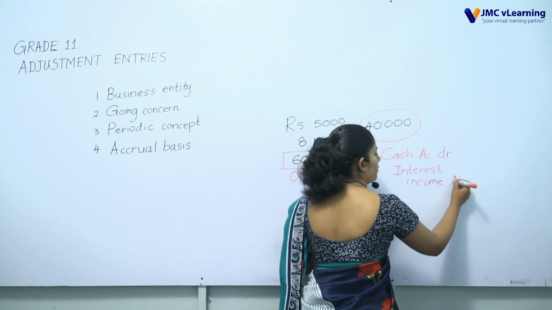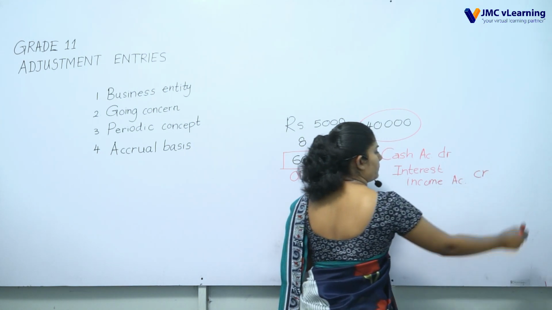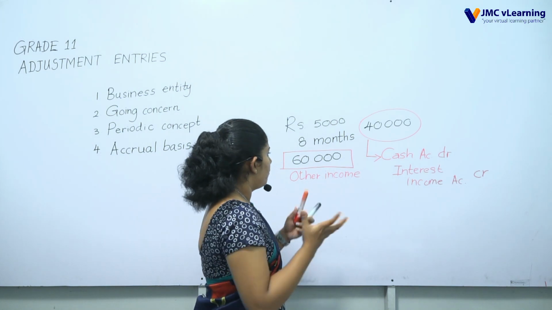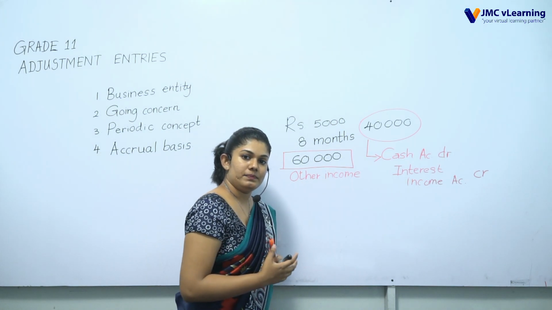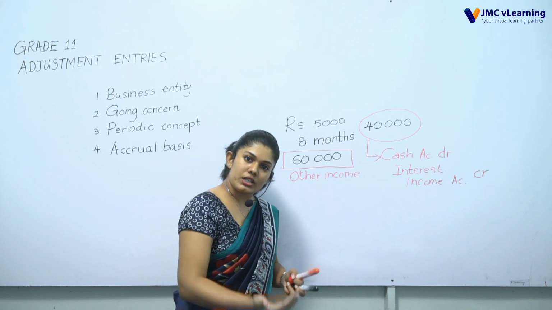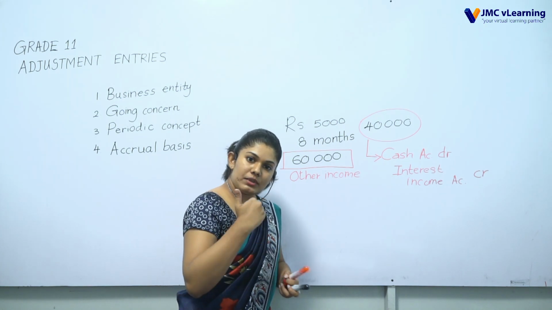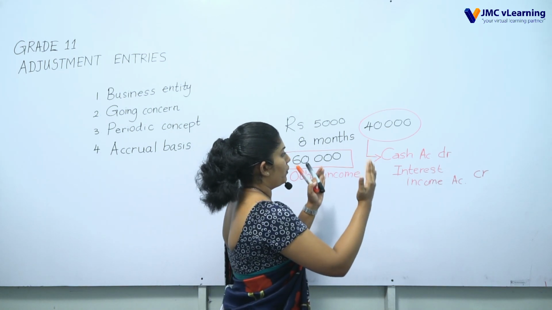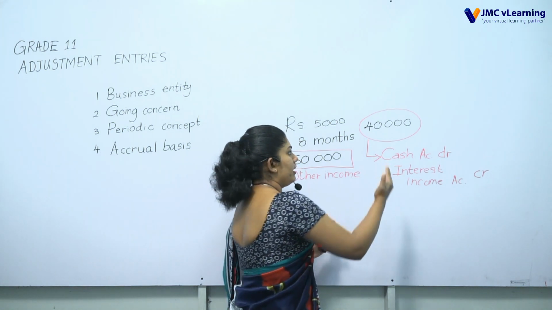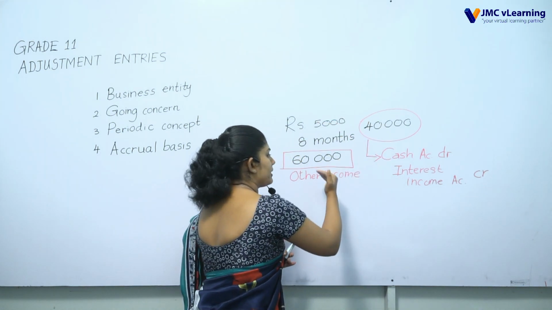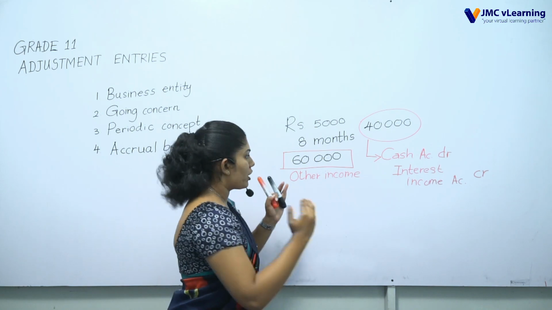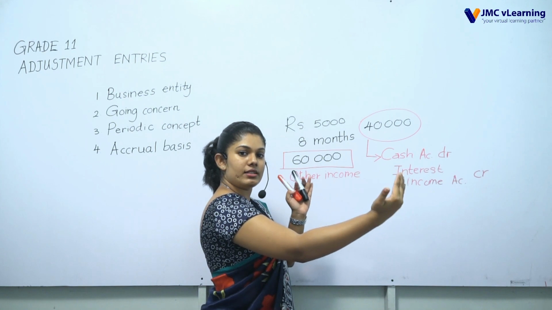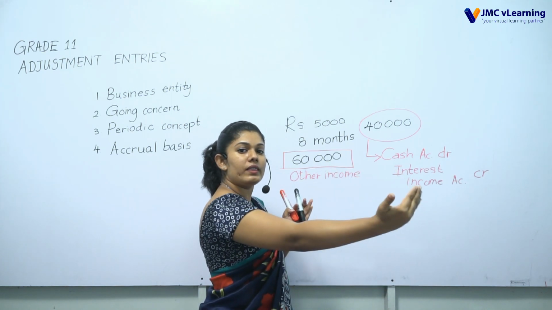Interest income account credit. We have already passed this. But what will happen to the rest 20,000? That is also something we have to receive, something we earned. Therefore, we have to adjust this 40,000 with this 60,000. The actual amount that should be recorded is 60,000 because we have earned this 60,000 during the year.